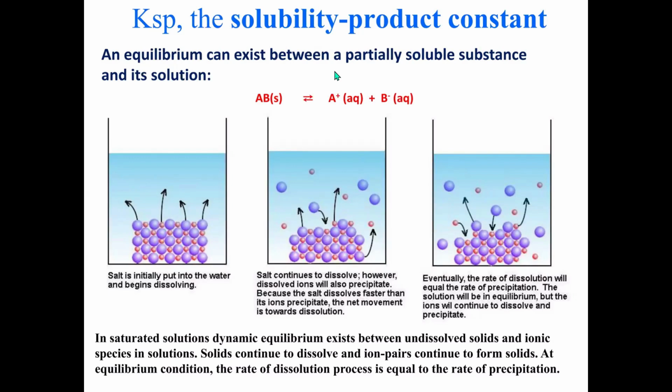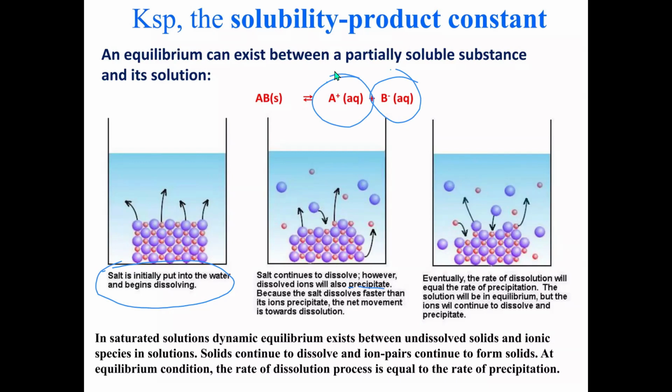Now let's look at a salt. A salt is initially put into water and begins dissolving. The salt will continue to dissolve, however, the dissolved ions will also precipitate. At the same time as the salt is dissolving and ions are being produced, the ions generated will start precipitating, because the salt dissolves faster than its ions precipitate. So the net movement is toward the solution.